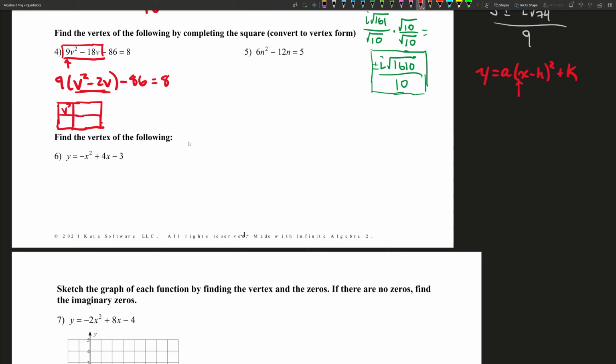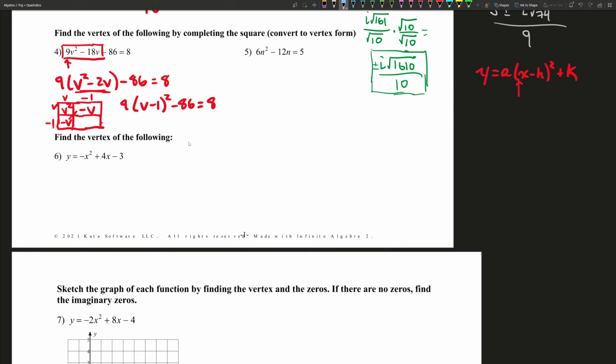All right, so v squared, so v and v. These two boxes have to add up to negative 2v evenly. So this is going to be negative v, this is going to be negative v, which means these are negative 1 and negative 1. So our factors here, we're going to have 9 times (v minus 1) squared minus 86 is equal to 8.